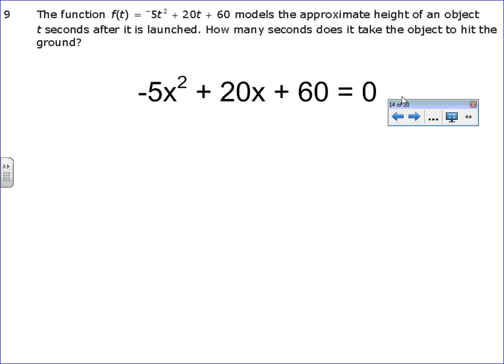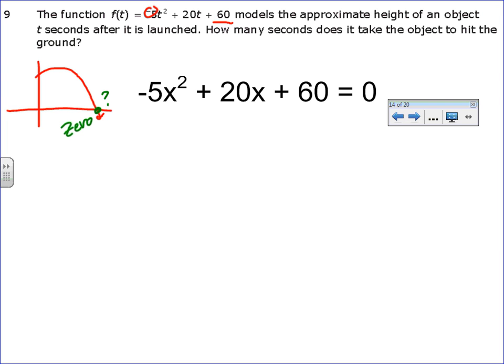Okay. 2 left. Number 9. It models the approximate height of an object t seconds after its launch. How many seconds does it take the object to hit the ground? So you need to remember what that means. What are you looking for? Waiting for an object to hit the ground. Just as a quick reminder, this is a quadratic, and you can see that it's starting at 60. It's going down because it's negative. You want to know when it is going to hit the ground. That means you're looking for your zeros.